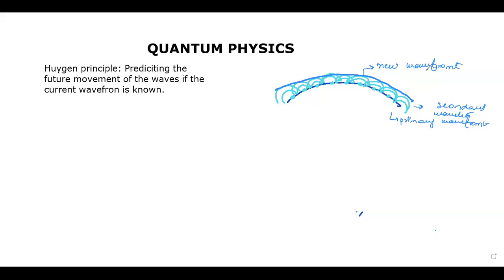For example, what was diffraction? Diffraction was if I have a gap and I was passing a wave through that gap. So this is my wave and this is my gap. As the wave passes through the gap, it is going to diffract. It is going to bend. You and I had seen that when they bend, they end up looking like this.